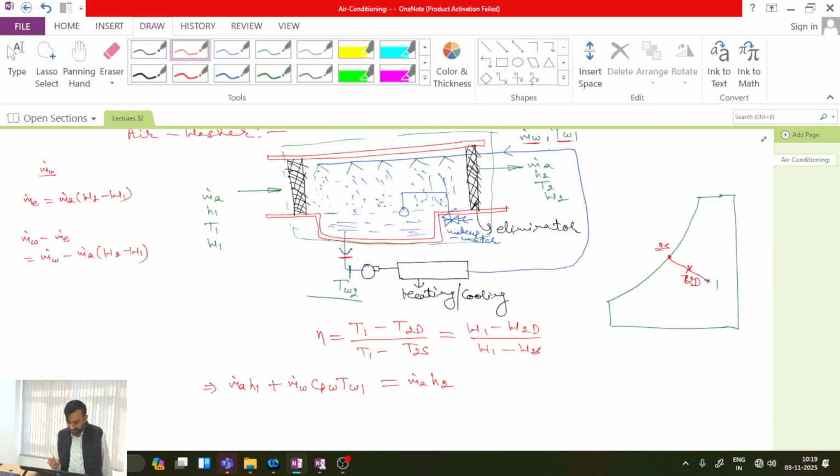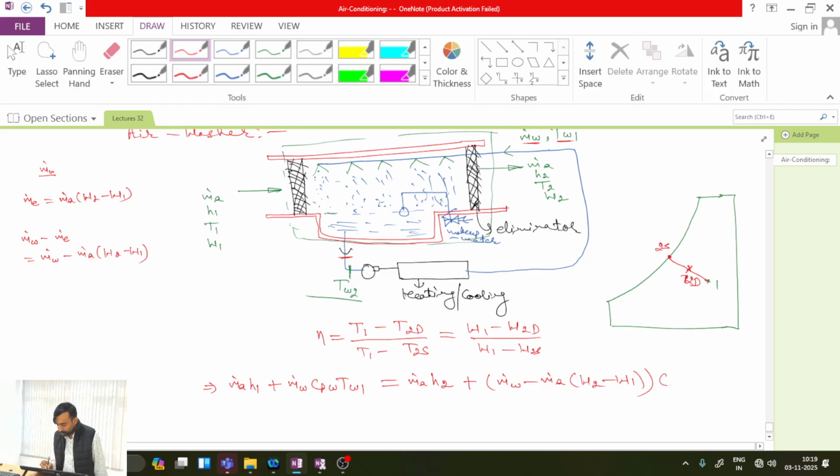So I can say that plus m dot W minus m dot A into W2 minus W1 amount of water is coming, but it is coming at temperature TW2, so it will be CPW into TW2. Correct? All are clear with this point or not? Okay.